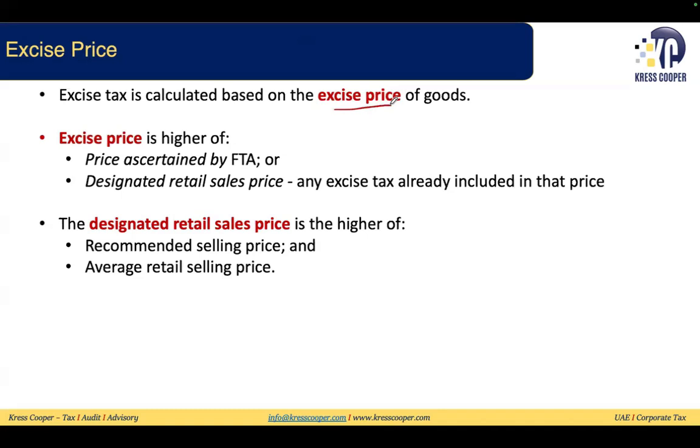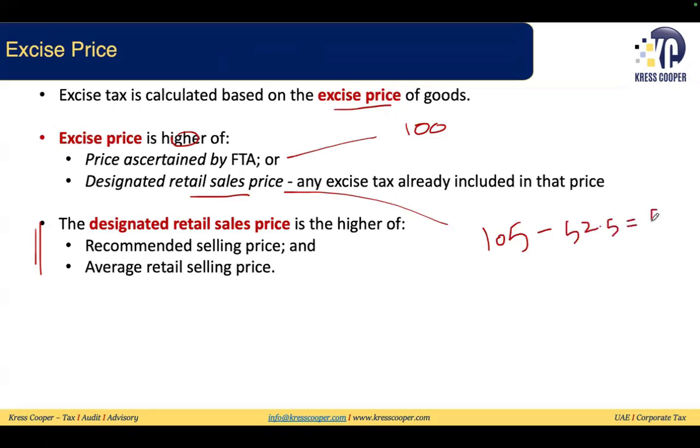How to calculate the excise price? Excise price is the higher of the price determined by the FTA or the designated retail sale price, less excise duty already included in the price. So basically, what is the higher of? Precise price ascertained by the FTA. Assuming FTA has ascertained 100. Designated average retail price: we need to calculate the average retail price, and there is a formula for it. We'll look into this. Retail sale price is assuming 105. This 105 includes excise duty of 50%, so how much will it be? It will be around 52.5. Yes, 52.5. Just assuming 50% excise, the remaining will be 52.5.